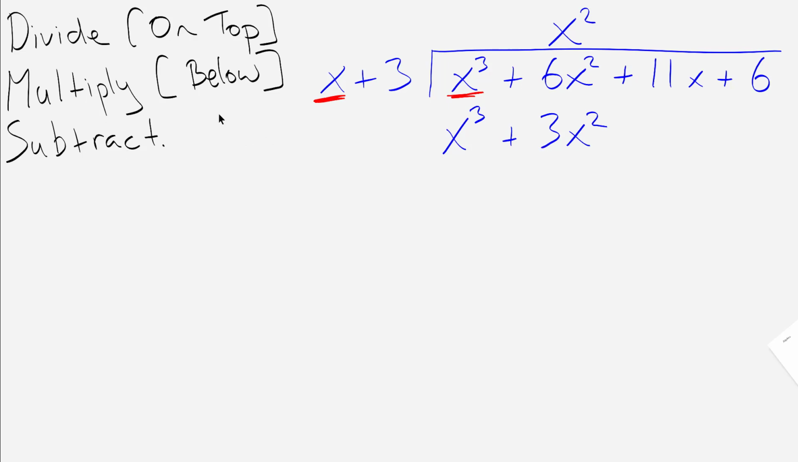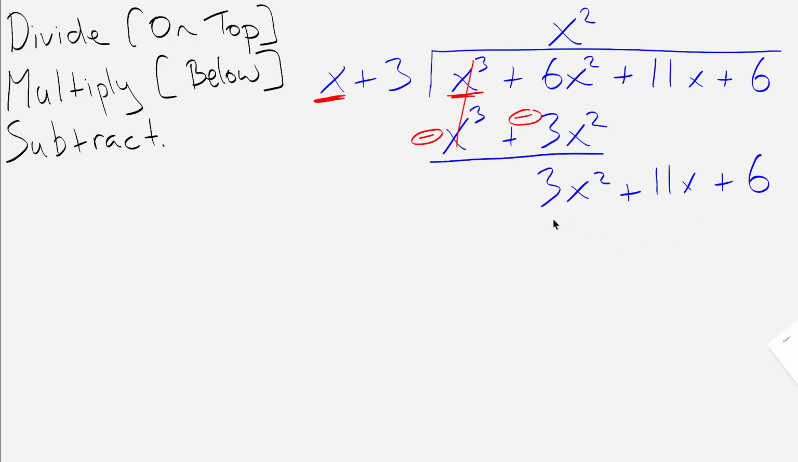Then the third step is to subtract. So we're subtracting this minus this. When you subtract, we change our signs, so this will be a minus and this will be a minus. So x cubed minus x cubed is nothing. Then 6x squared minus 3x squared is 3x squared, the 11x minus nothing is still 11x, and the plus 6 take nothing is still a plus 6. So that's the first cycle done.